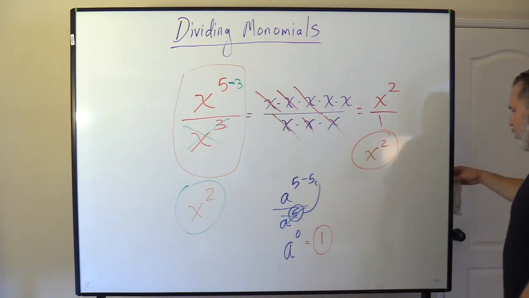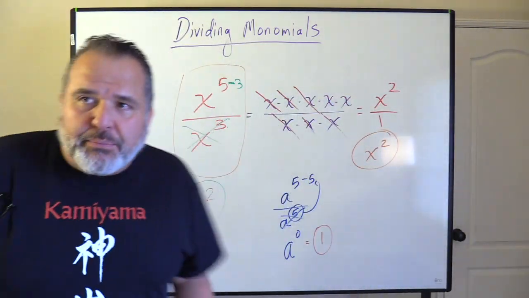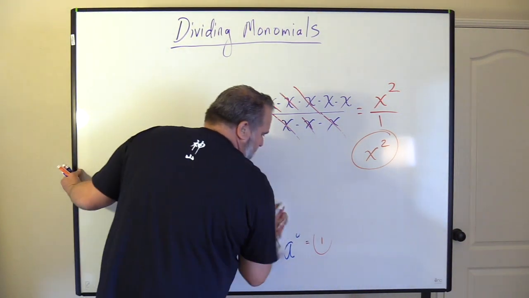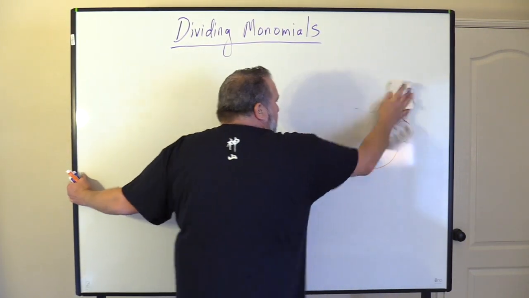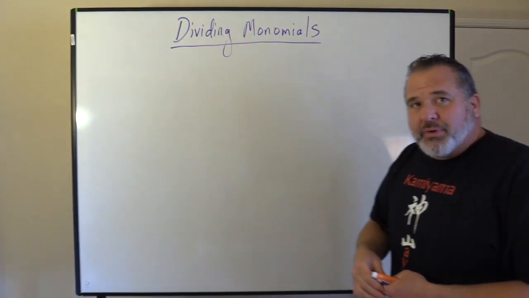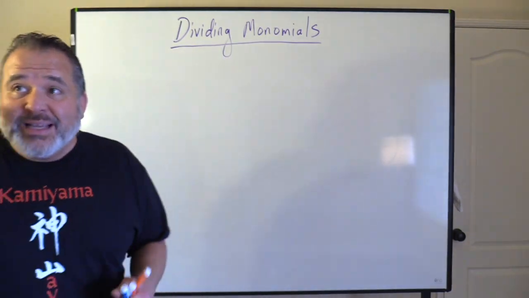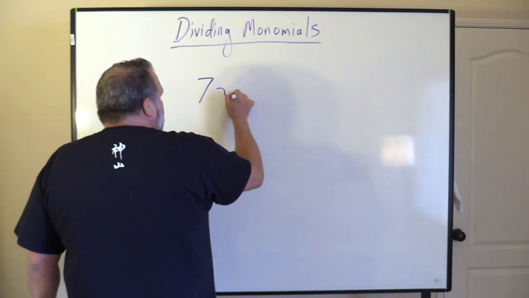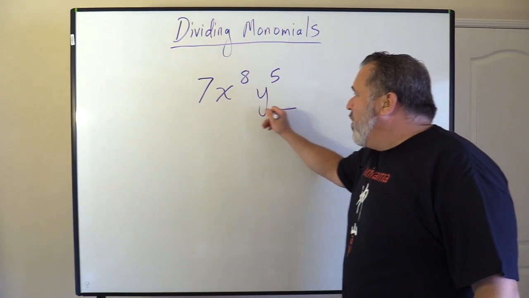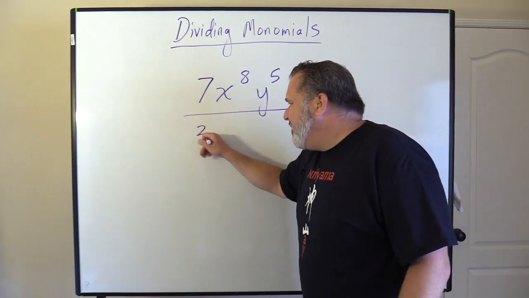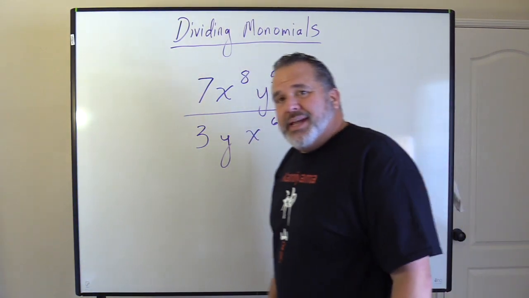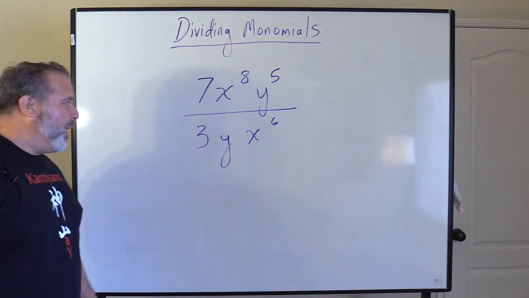All right, so now we got some of these things out of the way. Let's take a look at a more difficult problem. I want everyone to please pay attention to this because this is going to be a toughie. So everybody take a look at this next problem. Oh my goodness, look at this. 7x to the 8th, y to the 5th, all divided by 3y and x to the 6th power. Oh my goodness, look at that. That's a toughie.